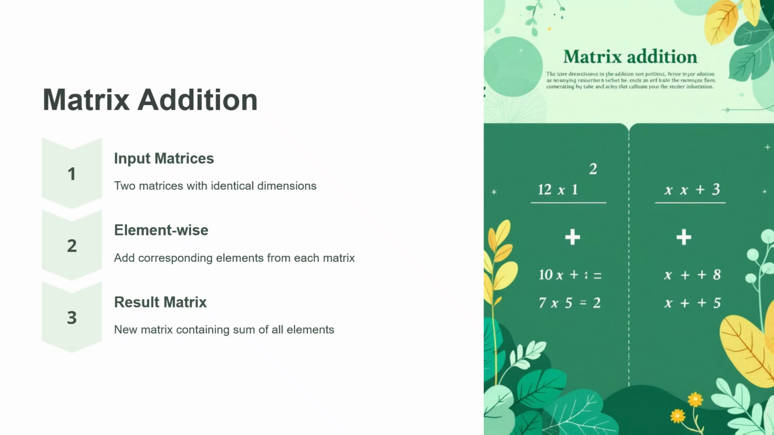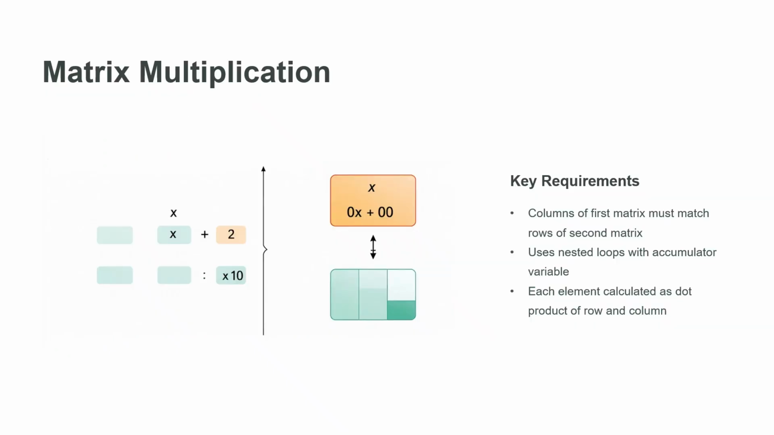So the first row, first column, first value of the first matrix and the first row, first value of the second matrix should both be added, and you'll finally get a sum of all the elements in a new matrix. Then you have matrix multiplication.